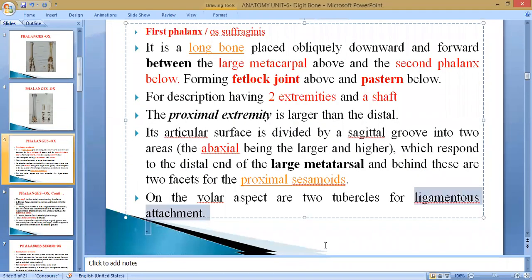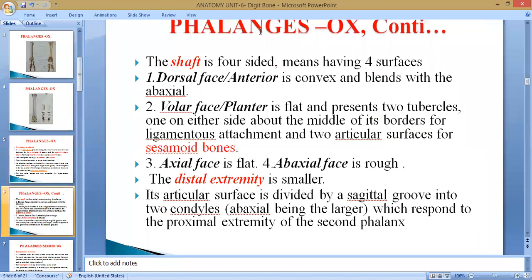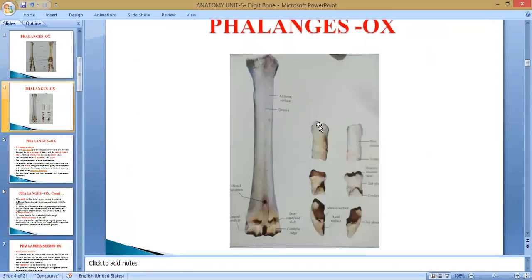So this is the structure of the first phalanx. In this regard, we completed the proximal part only. Next is the shaft. There are four surfaces we have discussed. This is the anterior, behind this is the plantar. This is the abaxial, and this is the axial.